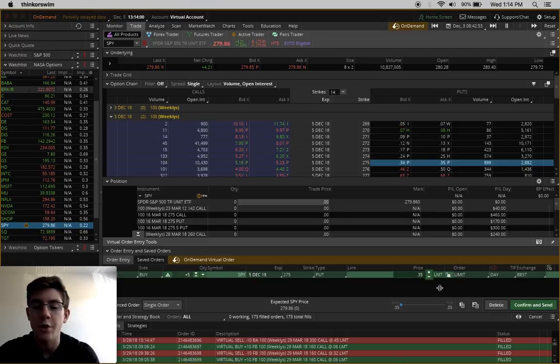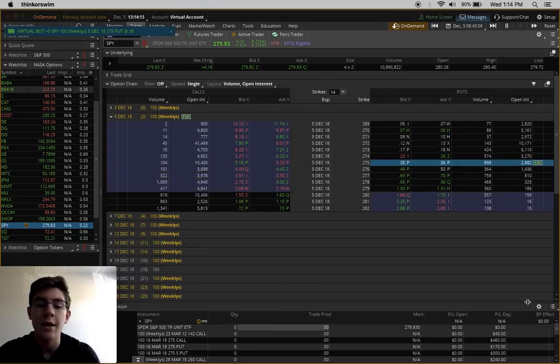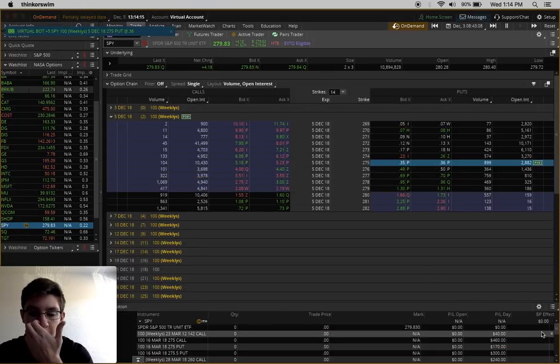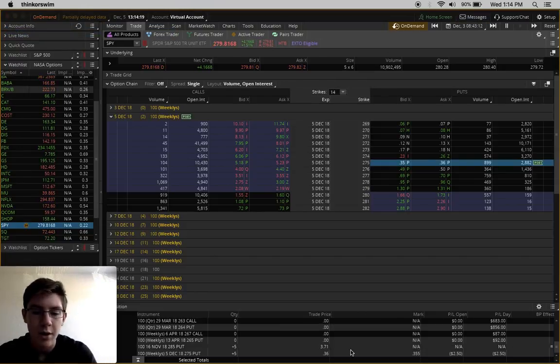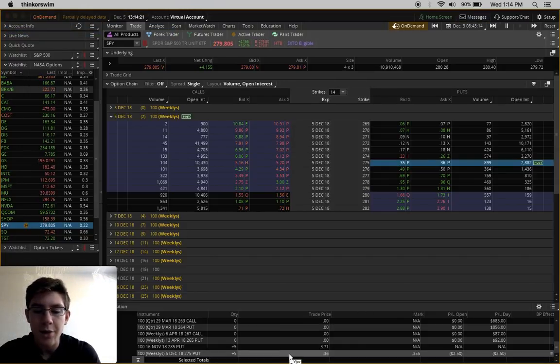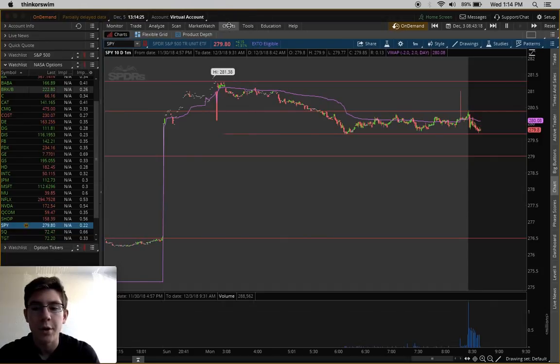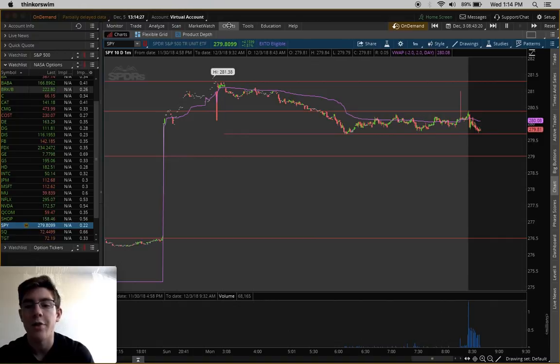Again, limit 35 cents. You usually want to do the mid price first when you're buying. If not, and you want to immediately get in, then go to a higher end of the price. I'm going to confirm and send that, and I will automatically get filled because that is what happens when you are doing paper trading. So again, we bought it at 36 cents, and we bought a put because we're expecting to make money on the downside.